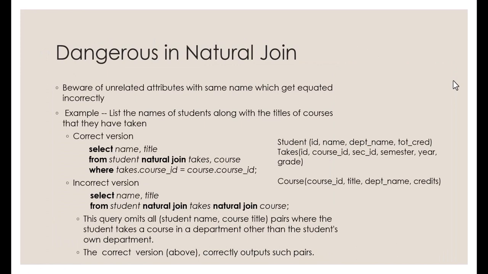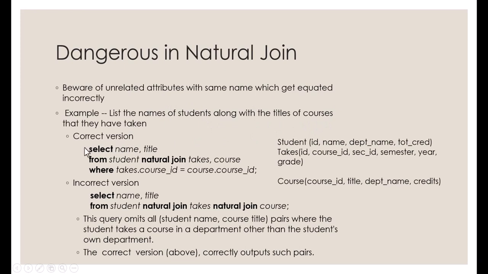So natural join is very useful, and we kind of tend to overuse it. We just use this type of join just because it's easy. But it could be dangerous. It could be incorrect.